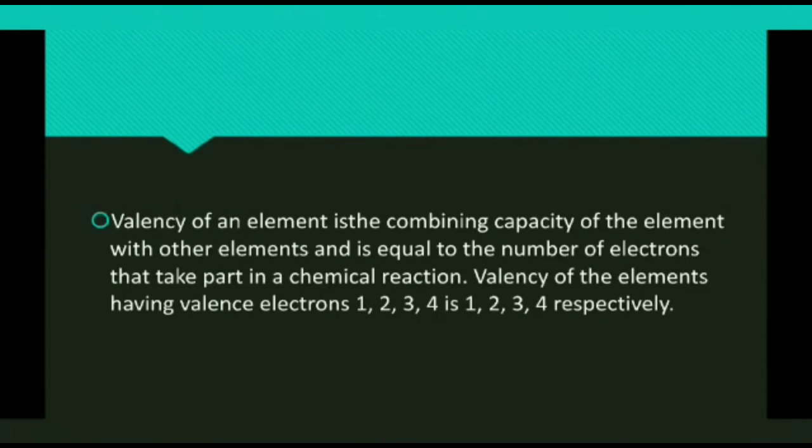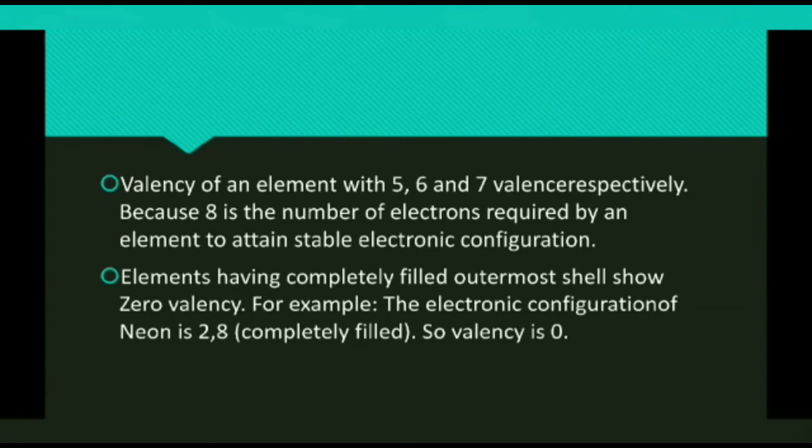Next one is the valency. Valency means the combining capacity of an element with other elements. For example, if the valence orbital has 1, 2, 3, 4 electrons, then the valency is also 1, 2, 3, 4. If the valence orbital has 5, 6, 7 electrons, the valency is not 5, 6, 7. So if it is 5, the valency is 3.